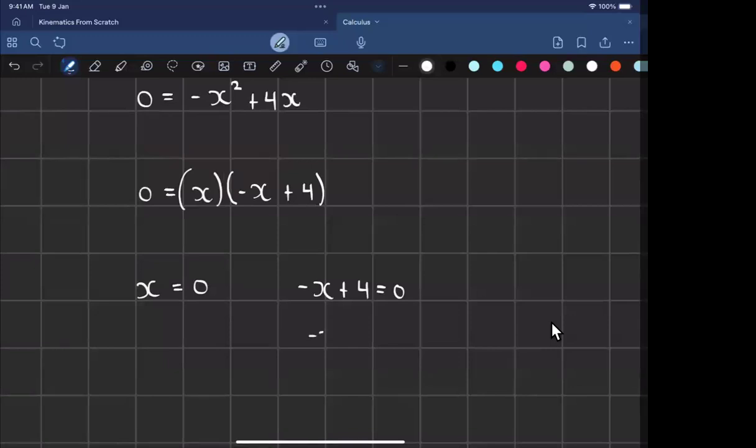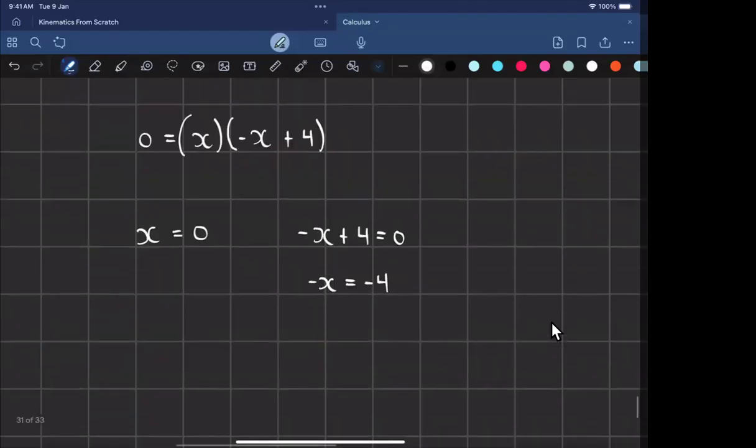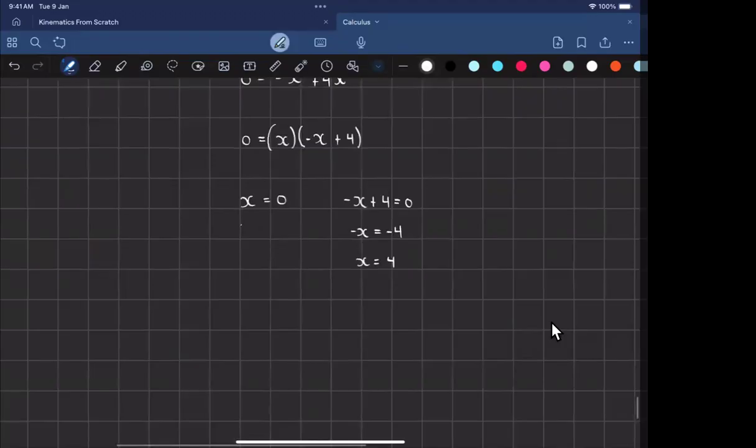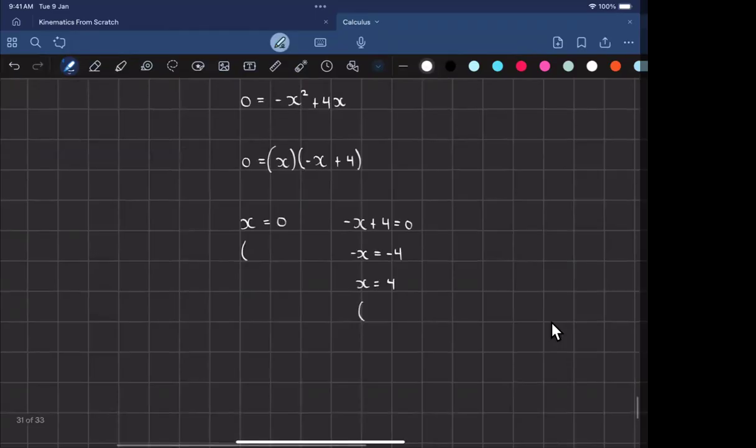Right? So minus x would be equal to minus 4, so x could be equal to 4. Right? So remind me, what are our coordinates? Remember, what we did here was we put it equal to 0. So we find only what? The x-coordinate, the x-intercepts. Right? So now 0, comma 0, and 4, comma 0.